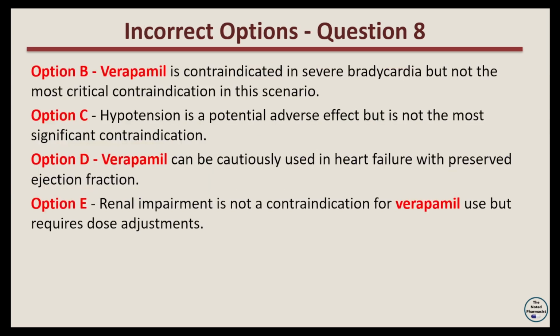Here is the explanation for incorrect options. Option B, verapamil is contraindicated in severe bradycardia but not the most critical contraindication in this scenario. Option C, hypotension is a potential adverse effect but is not the most significant contraindication. Option D, verapamil can be cautiously used in heart failure with preserved ejection fraction. Option E, renal impairment is not a contraindication for verapamil use but requires dose adjustments.